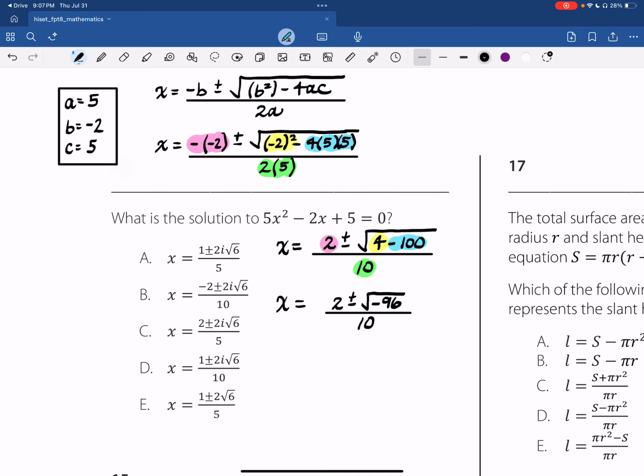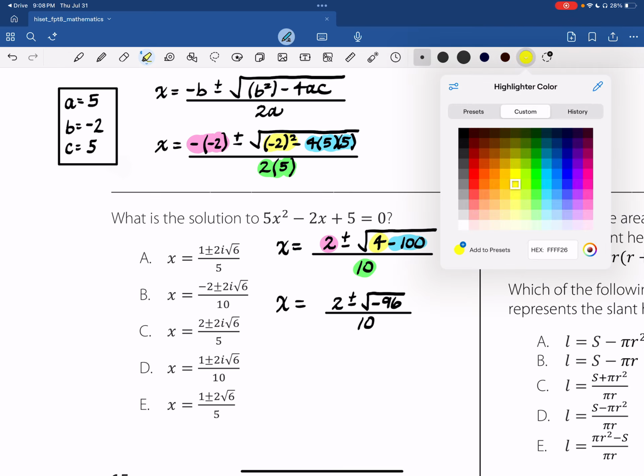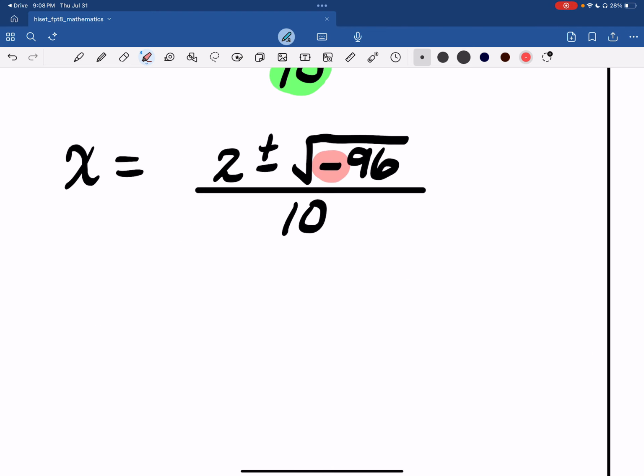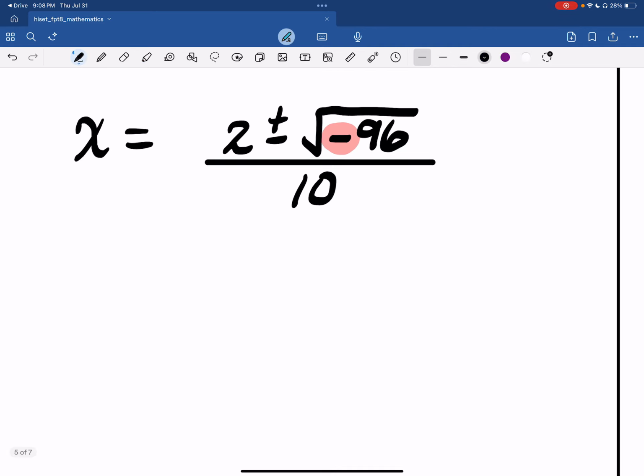So this is a little bit ugly. I can tell you one thing with certainty. That negative sign right there is going to create an imaginary number here in just a minute. So a negative sign under a radical is going to give you an imaginary number. But let's see what we come up with.